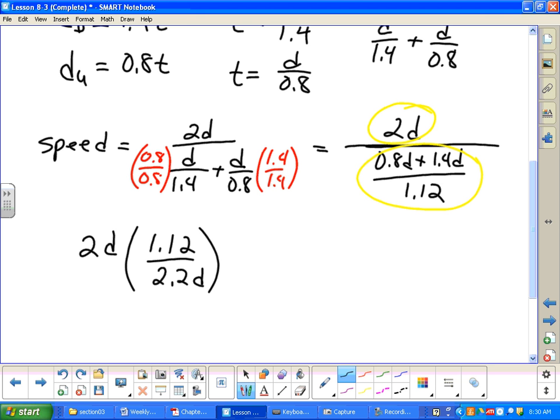Okay. So now look what happens here. With this multiplication, we can cancel out the d's. So distance is gone. And now it's just a little bit of multiplication and division. So 2 times 1.12 divided by 2.2 equals what? 1.018. And that would be miles per hour.